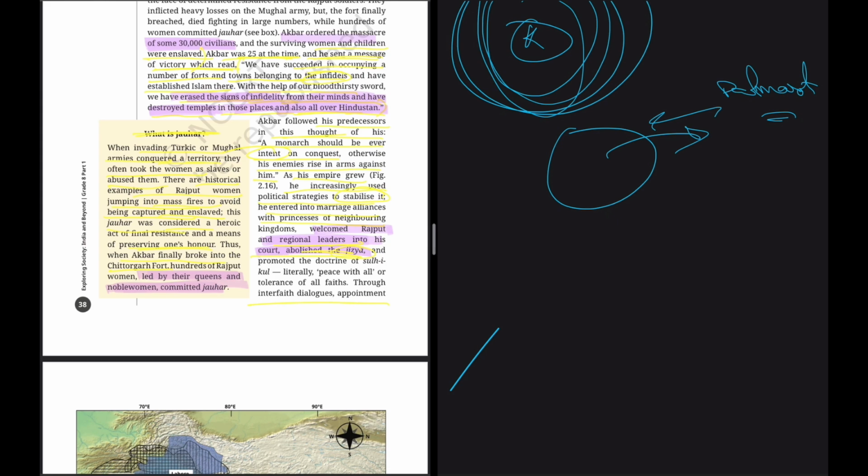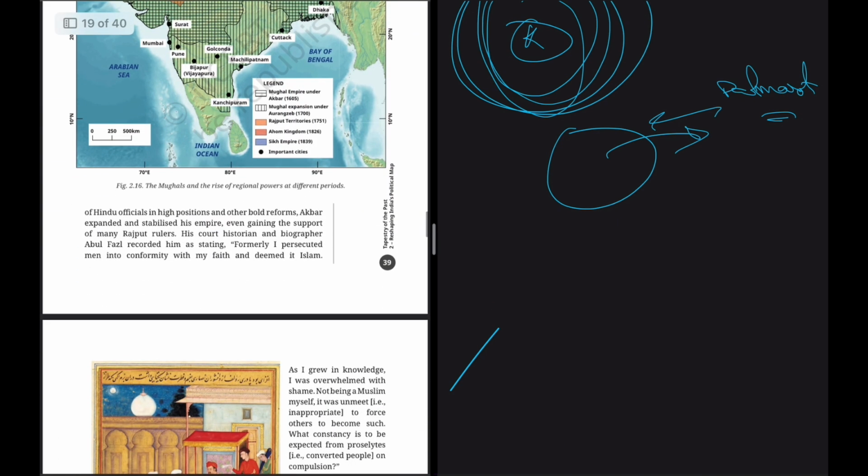Through interfaith dialogues, appointment of Hindu officials in high positions, and other bold reforms, Akbar expanded and stabilized his empire, even gaining the support of many Rajput rulers. So he used his strategy to win the faith of Rajput rulers and the people as well, by taking some bold reforms, encouraging interfaith dialogue and appointing Hindu officials in his court or in high positions. In this way, he expanded his empire.